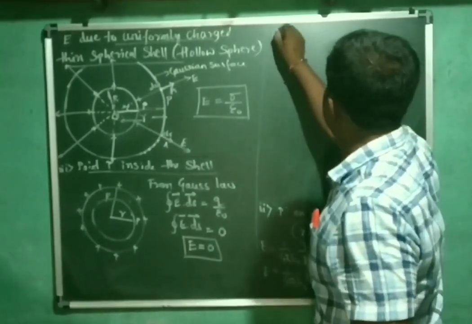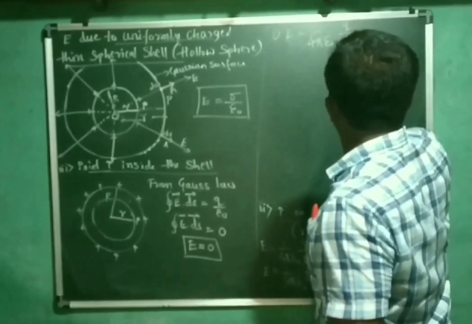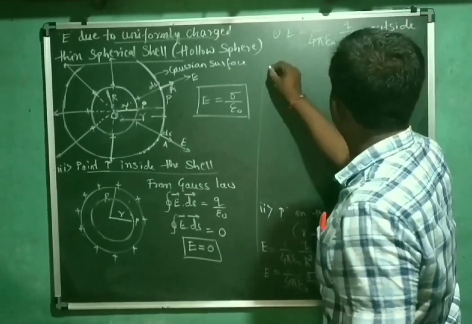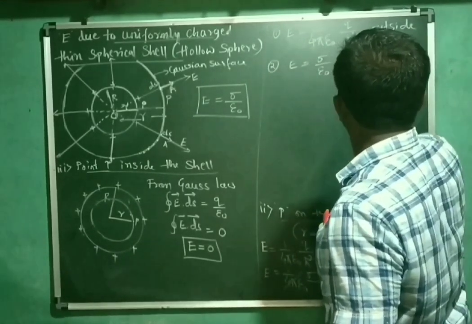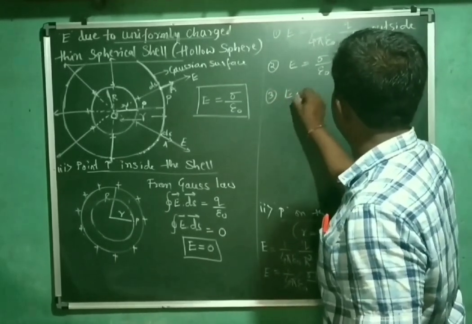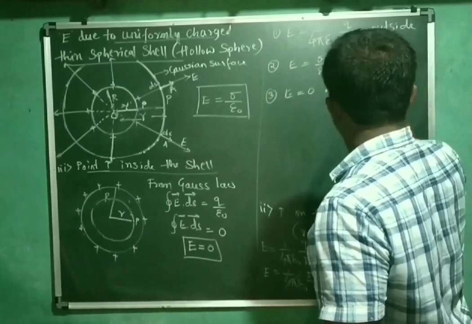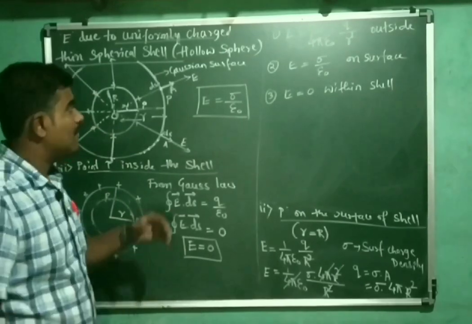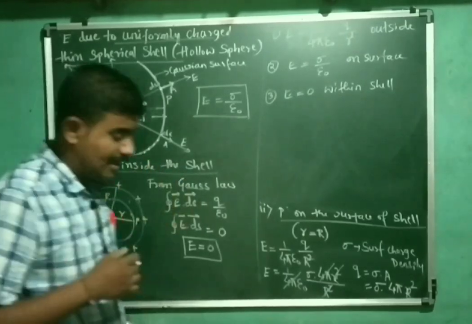I will rewrite here. First case, E is equal to 1 divided by 4 pi epsilon naught Q divided by R square. This is outside. And second case, E is equal to sigma divided by epsilon naught. This is on surface. And third case, E is equal to 0 within the shell. By using all these three cases, we shall draw a graph between electric field intensity and distance. What happens if distance increases or decreases?